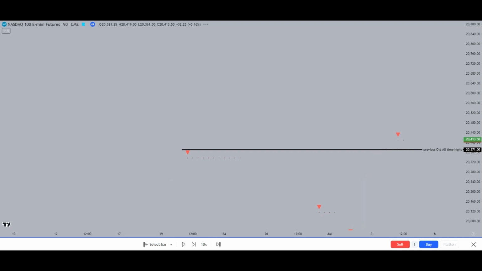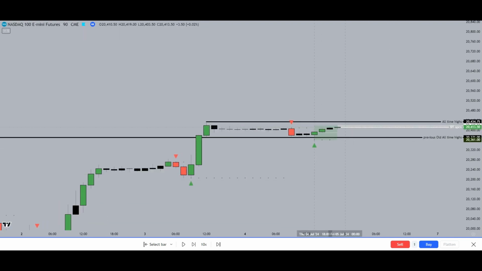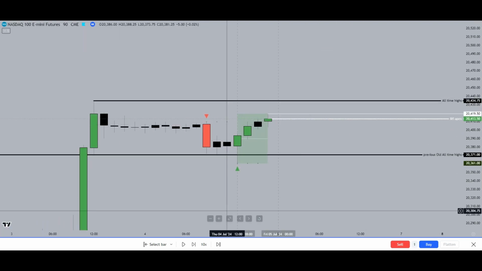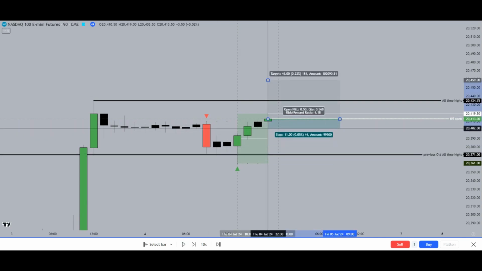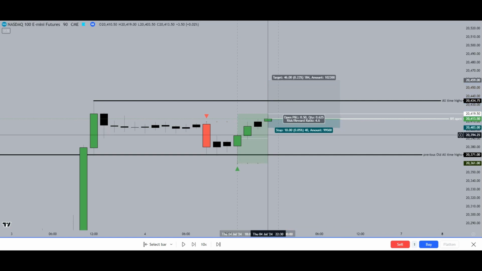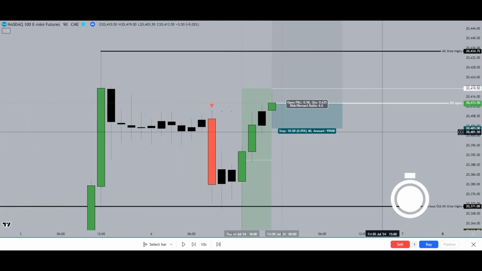Dropping into the 90-minute chart, we see this, we must enter this last candle. The 6-hour high is too close, so we aim for the last swing high. Stop below the last low, because the last swing low is too far away. And let's see what happens.